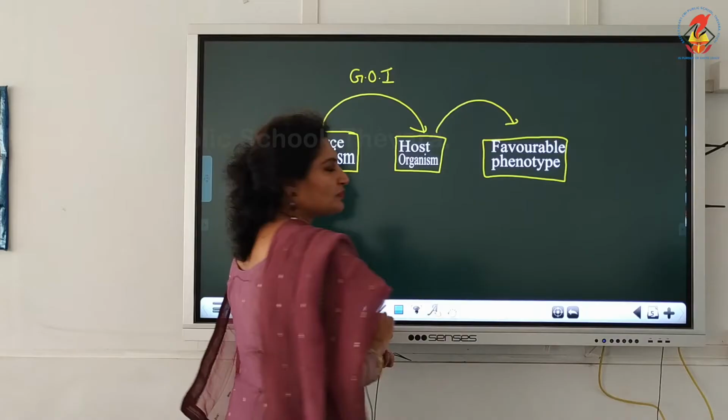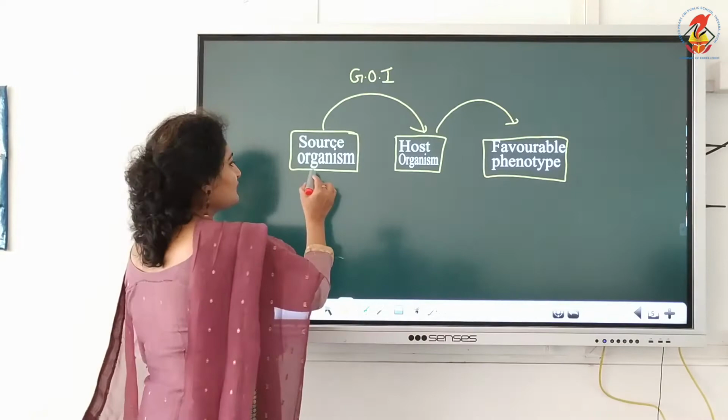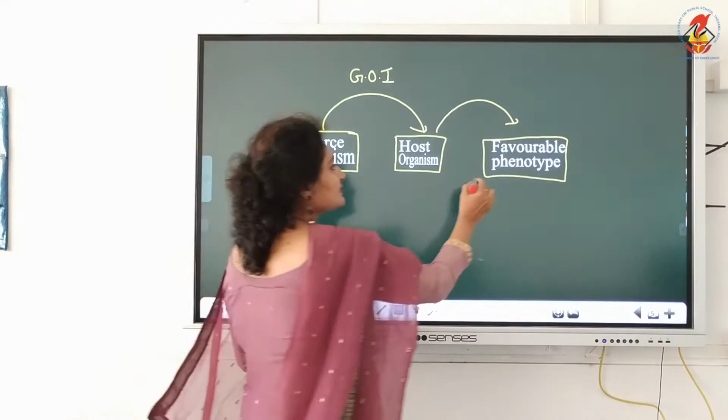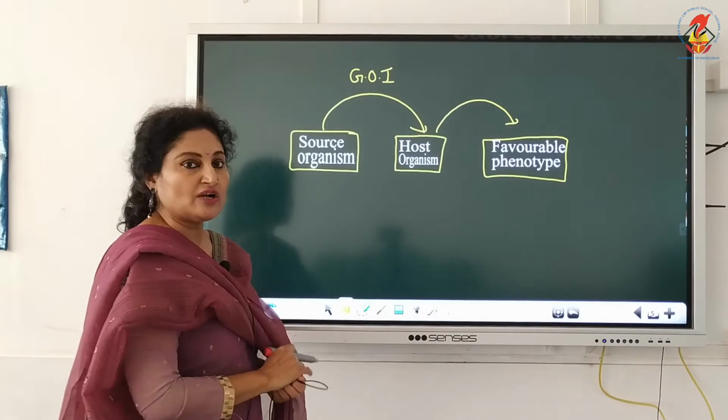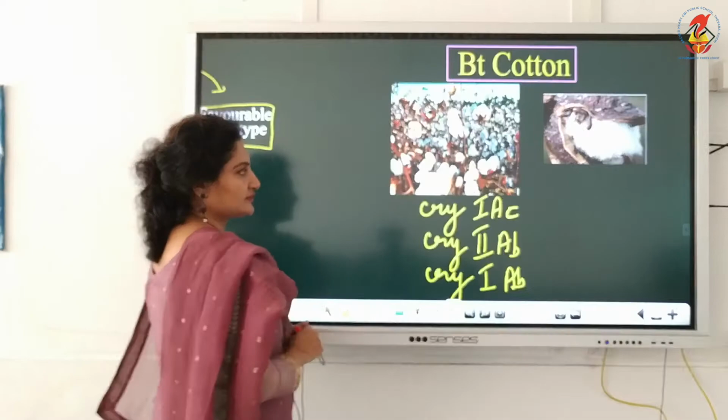So the basic protocol in the form of a flow chart, so you'll get the flow of the events. The gene of interest is derived from a source organism. It is transferred to the host organism by manipulating its genome. It's incorporated into the host organism, and as a result the host organism shows a favorable phenotype because the genotype is being altered. On these lines I'm going to explain the first biotechnologically developed crop, the BT cotton.